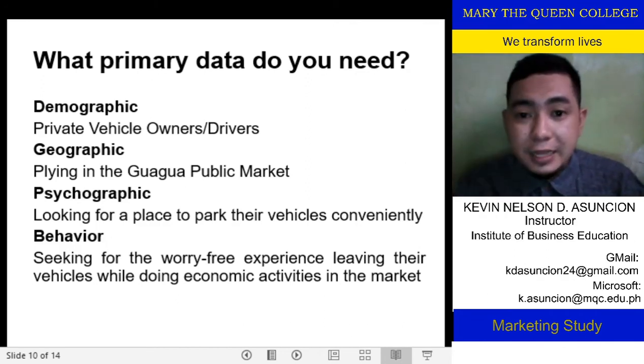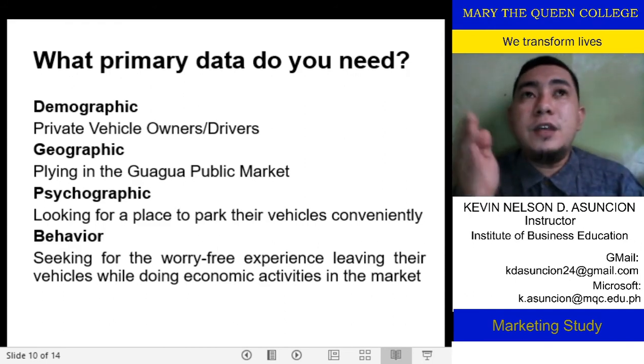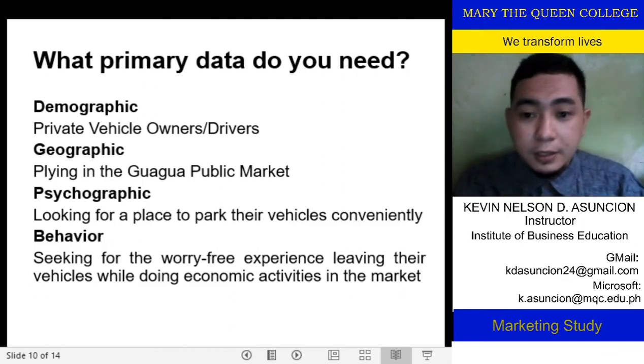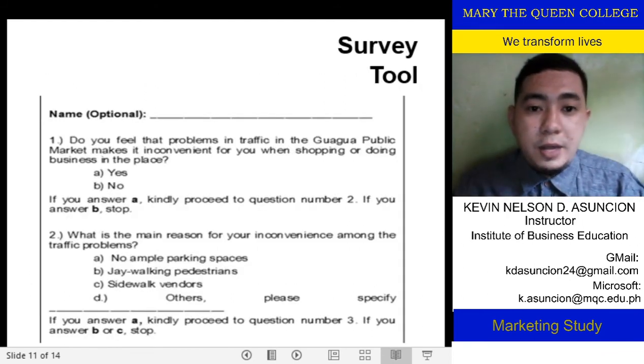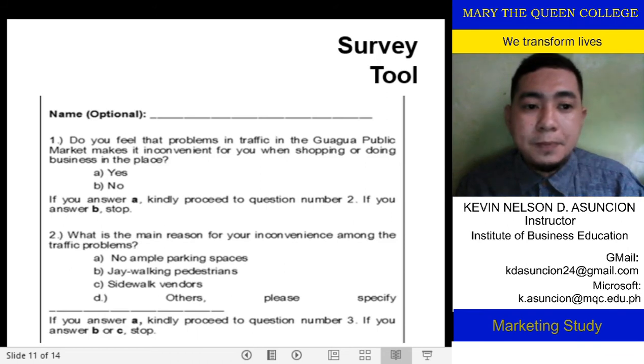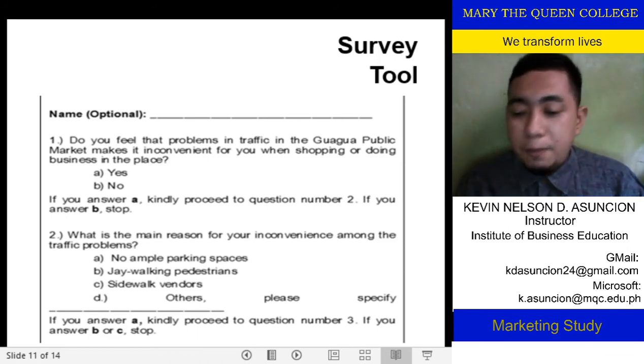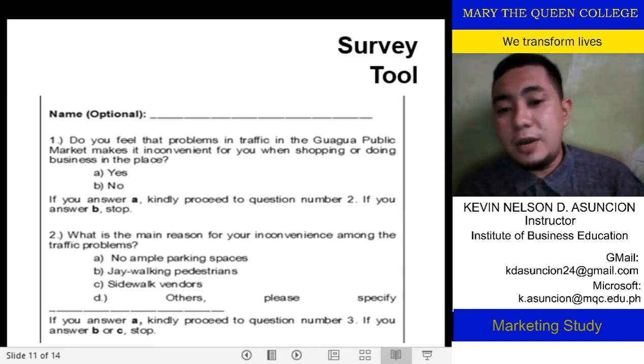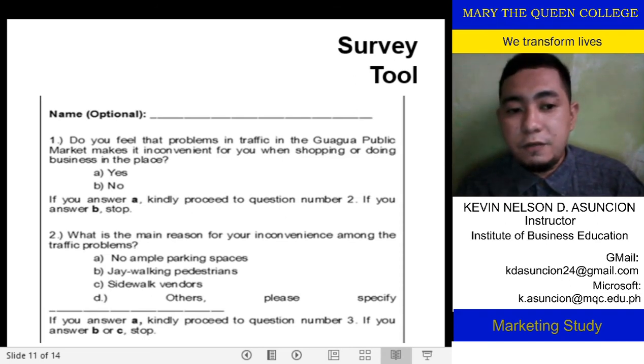Now, I need to translate that to the survey tool. The question. So, your survey tool will serve as your data gathering for your primary data. Okay. So, halimbawa, itong survey tool na to. So, ang pinaka-question that will lead to that specific market segment, do you feel that problems in the traffic in Guagua Public Market makes it inconvenient for you when shopping or doing business in the place? So, you need to ask, do they feel inconvenience?